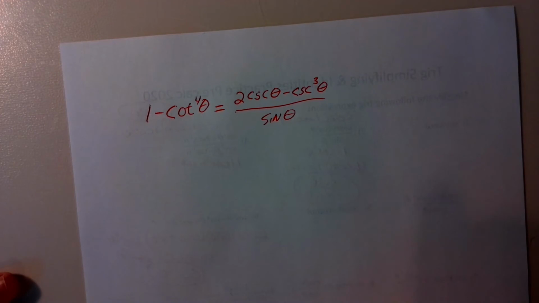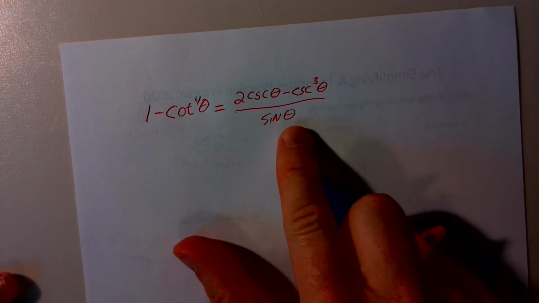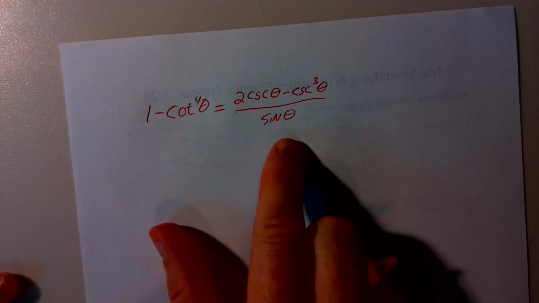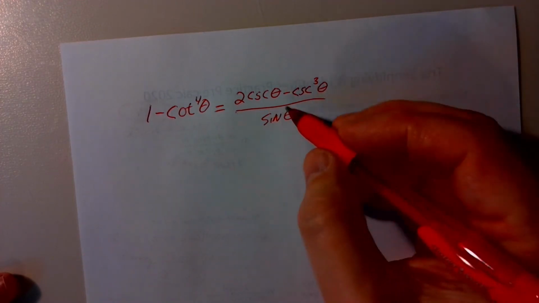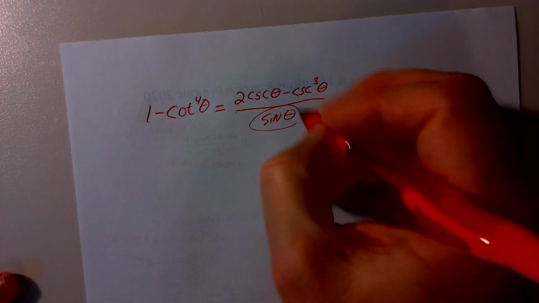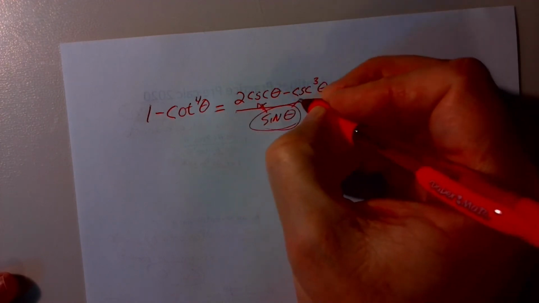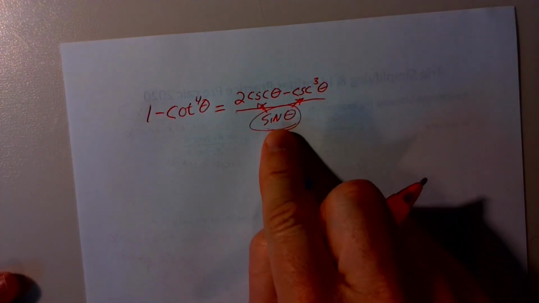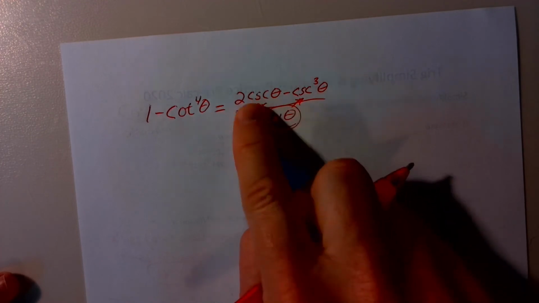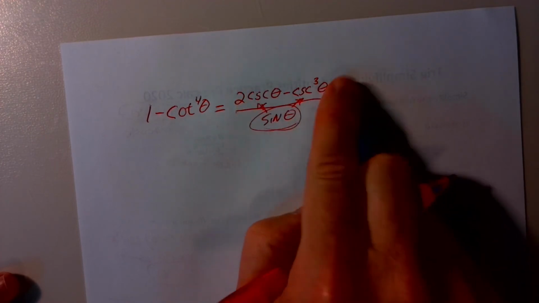I'm going to manipulate the right. Really, it doesn't matter if you do the left or the right, you just can't do them both. So here we go, let's try the right-hand side. I'm going to take this sine theta and shove it upstairs. Remember, if I only have one denominator and two terms in the upstairs, I have to shove it into both of them.